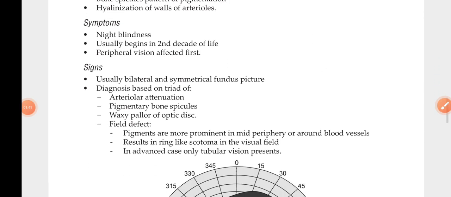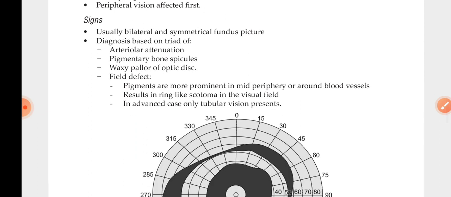Symptoms are night blindness, which usually begins in the second decade of life, and peripheral vision is affected first, so you can see only centrally. Signs are usually a bilateral and symmetrical fundus picture; both eyes are affected.